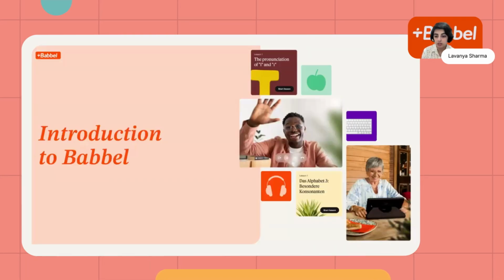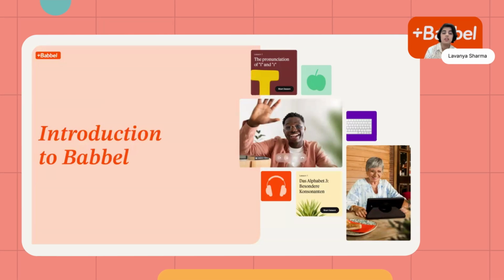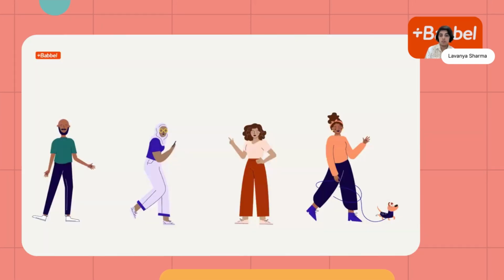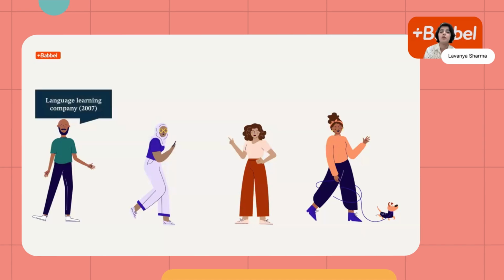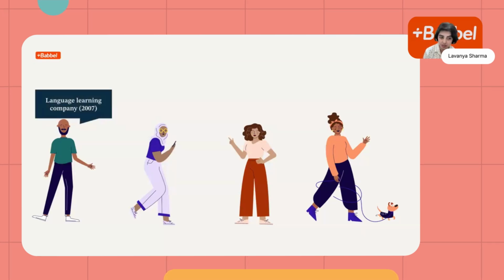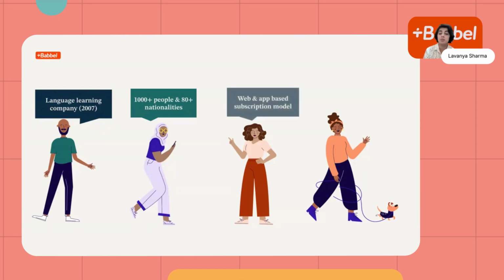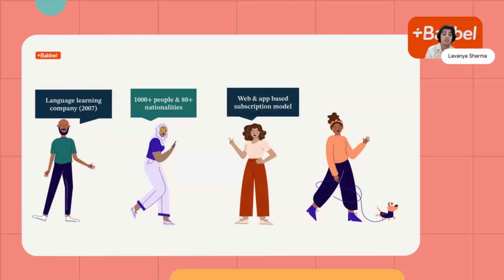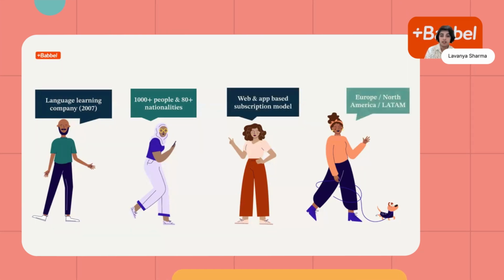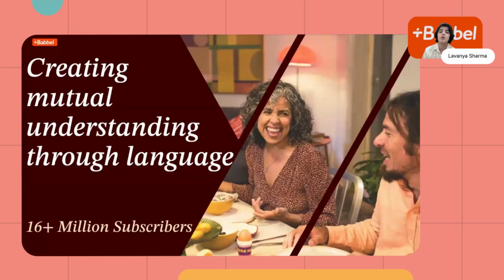Many of you may already know and have heard about Babbel. You'll see that Babbel is a language learning company founded in the year 2007. We're proud to have a diverse team of over 1,000 employees representing more than 80 nationalities. We operate on a subscription model, both on the web and through app. And our primary markets are Europe, North America, Latin America. And we have been offering 14 languages to our user base to learn from. So for the past 16 years, our mission has been to foster mutual understanding through language, a goal we work towards every single day.